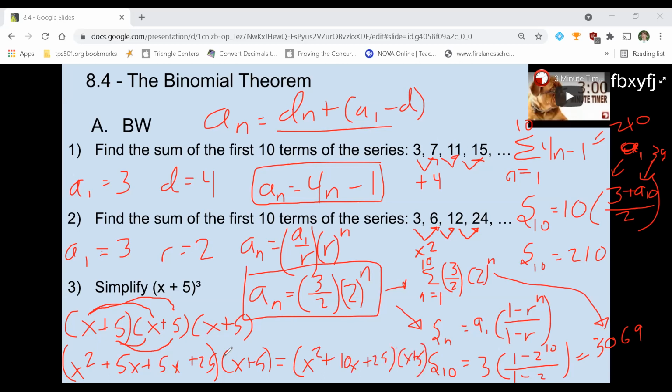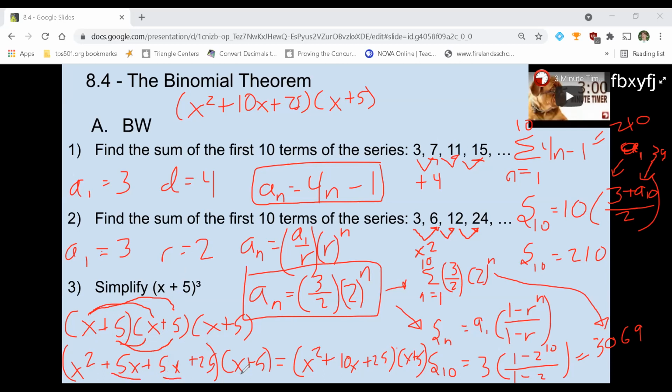I'm gonna have to erase. Let's continue this up top. I'm gonna rewrite that up here. All right, is everyone okay with how we got x squared plus 10x plus 25? Double distributing: x times x is x squared, x times 5 is 5x, 5 times x is 5x, 5 times 5 is 25. Combine your like terms. 5 and 5 make 10.